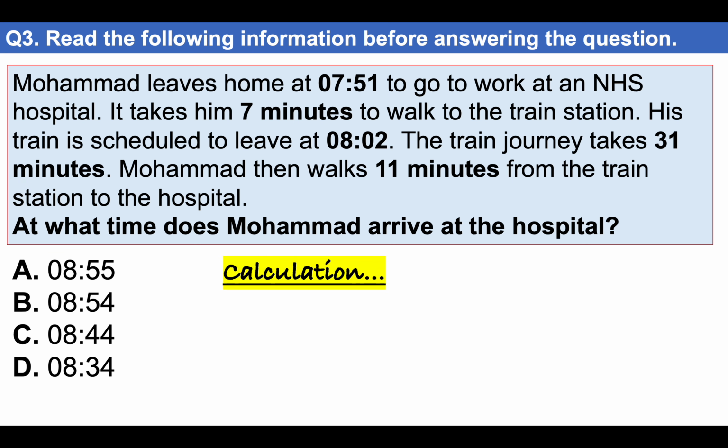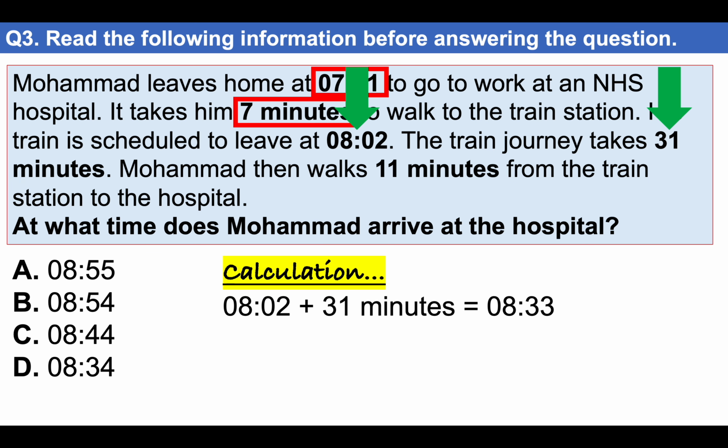Let's go through the calculation together and work through the question to get the correct answer. Now, it says Mohammed leaves home at 07:51 and it takes him 7 minutes to walk to the train station. But these times are irrelevant. The first one that we need to use is that one. His train is scheduled to leave at 08:02. That's the first one we need. It then says the train journey takes 31 minutes. So what we need to do is add those together first of all.